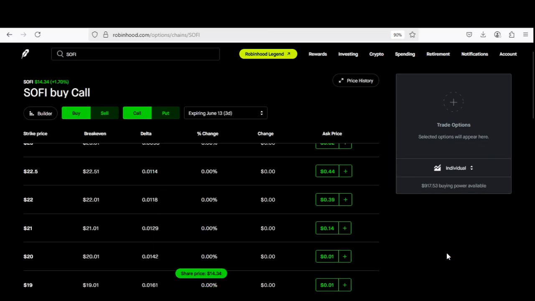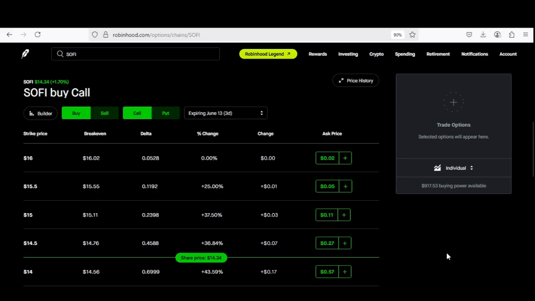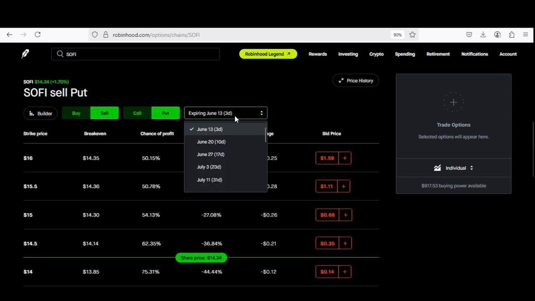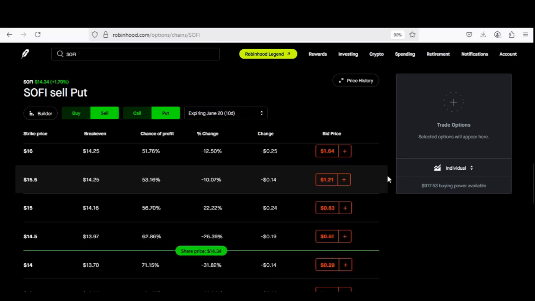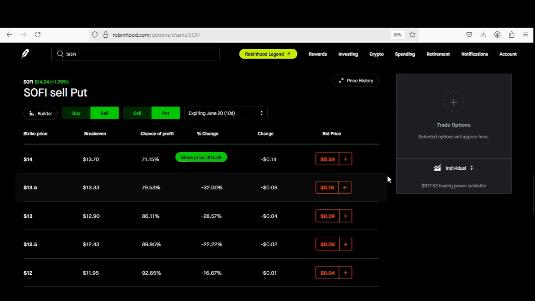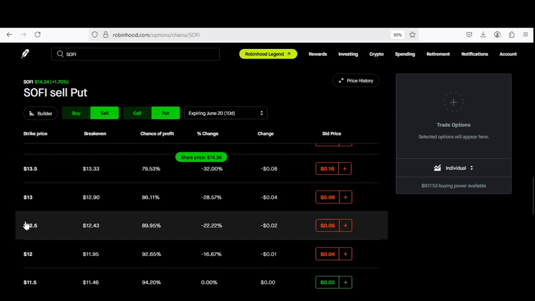Now, based on what we just saw on the chart, with SoFi, I'll be doing what's known as a cash secured put. You're going to go to sell. We're going to go to put. We're going to choose a strike date. Let's go with June 20th, which gives us 10 days to expiration. And I'm going to be going with the $12.50 strike price.